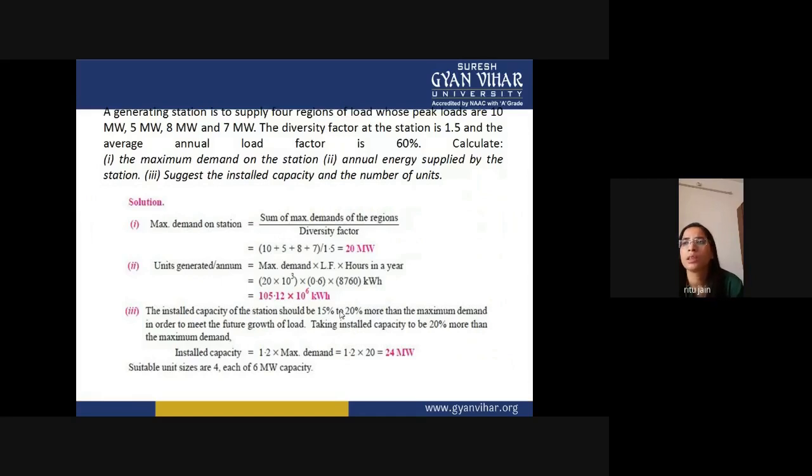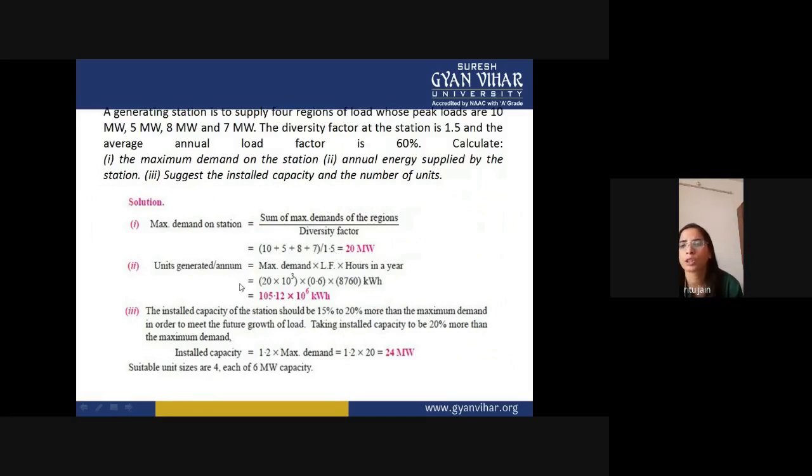So you can see that the loads given are 10 megawatt, 5 megawatt, 8 megawatt, and 7 megawatt. Diversity factor is given. The formula for diversity factor is equal to the sum of individual maximum demands divided by the maximum demand of the station. So you can easily calculate the maximum demand on the station by using this diversity factor. The sum of the maximum demand of all regions is 10 plus 5 plus 8 plus 7, divided by 1.5. So you can easily get that the maximum demand on the station is 20 megawatt, right?